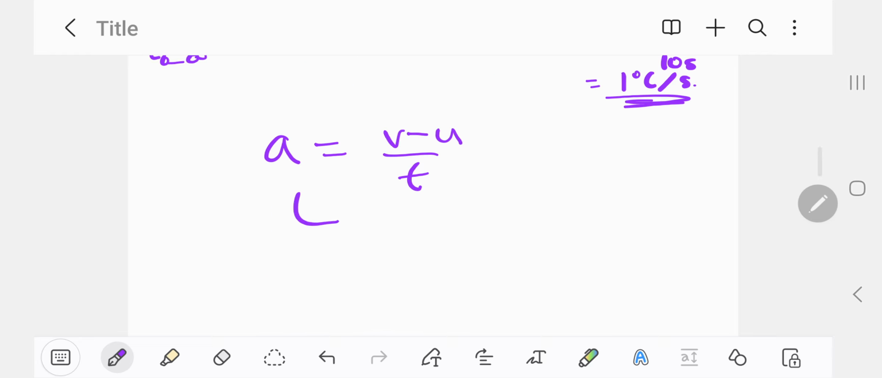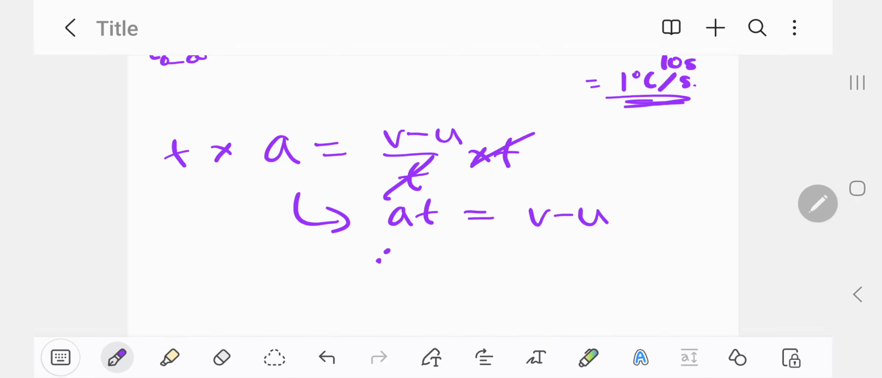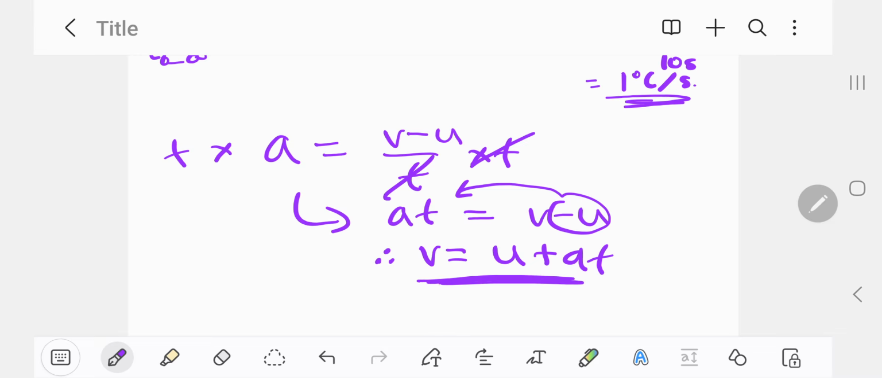Now, you can rearrange this using algebra. You can rearrange for, let's say, V. To do that, you have to get rid of the T, times both sides by T. You get AT, or TA, which is the same thing. These cancel out, you get V minus U. So therefore, V is just U plus AT, because if I take this over, the minus becomes plus from algebra.